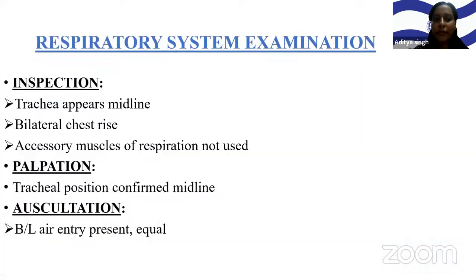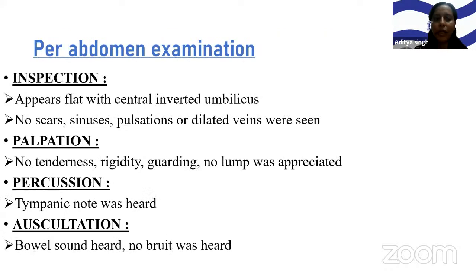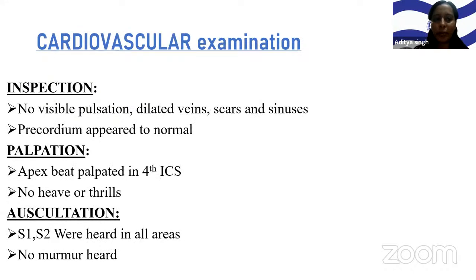restricted medial movement of the eye. Respiratory system examination: trachea appears to be midline, bilateral chest rise is seen, accessory muscles of respiration not used, palpation confirms tracheal position midline, and on auscultation bilateral air entry is equal. Per abdominal examination: inspection appears flat with central inverted umbilicus, no scar, sinus, pulsation, dilated veins seen. Palpation: no tenderness, rigidity, guarding, no lump appreciated. Percussion: tympanic note was heard. Auscultation: no bruit heard. Bowel sounds were heard normally.